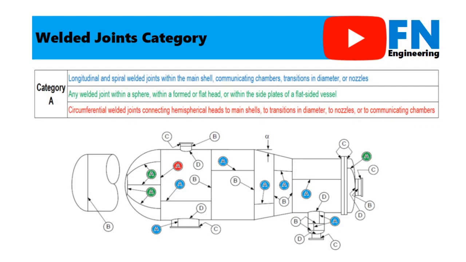For illustration of this category, you can see this picture. There are three colors for category A: the blue color for longitudinal and spiral welded joints, the green color for any welded joint, and the red color for circumferential welded joints.